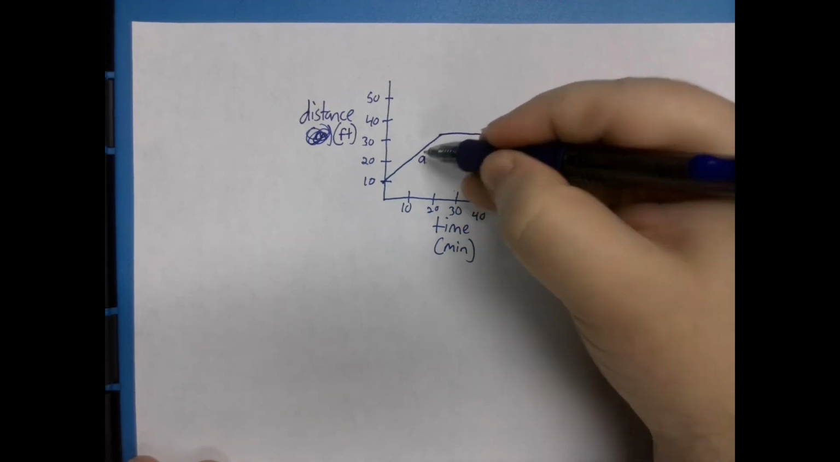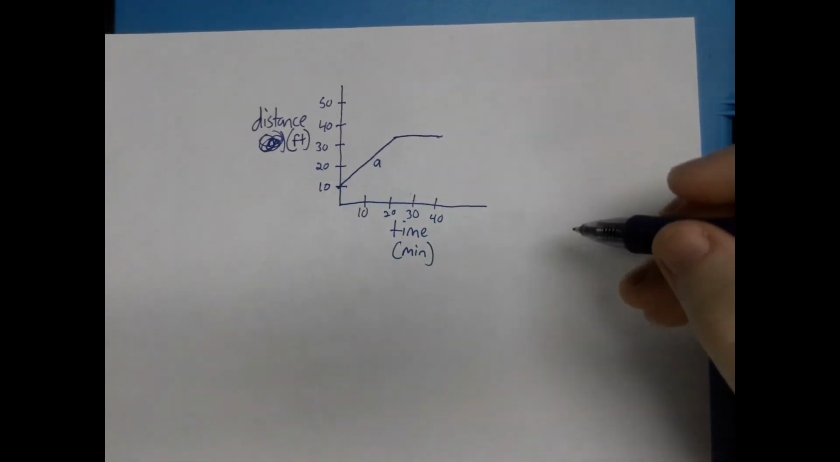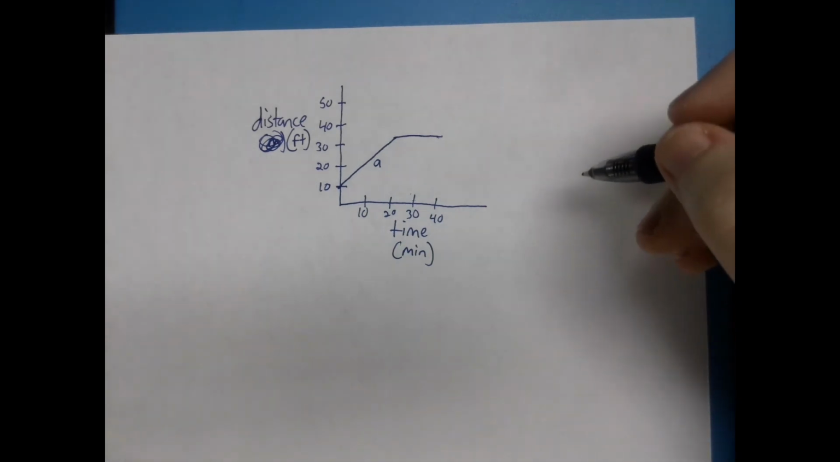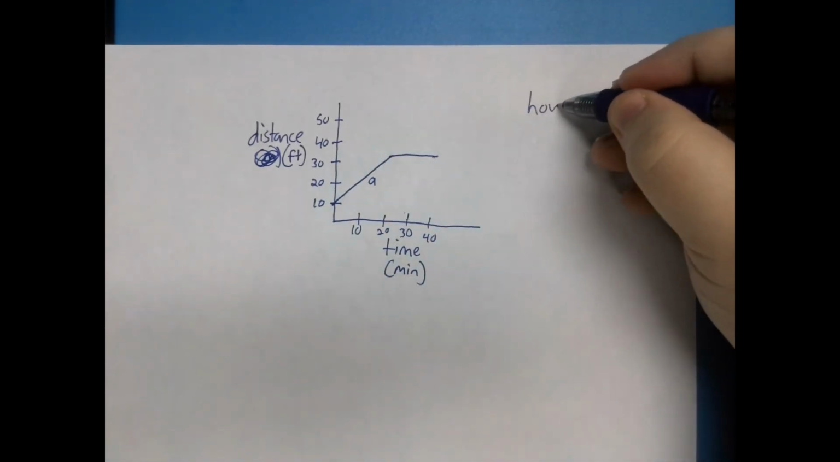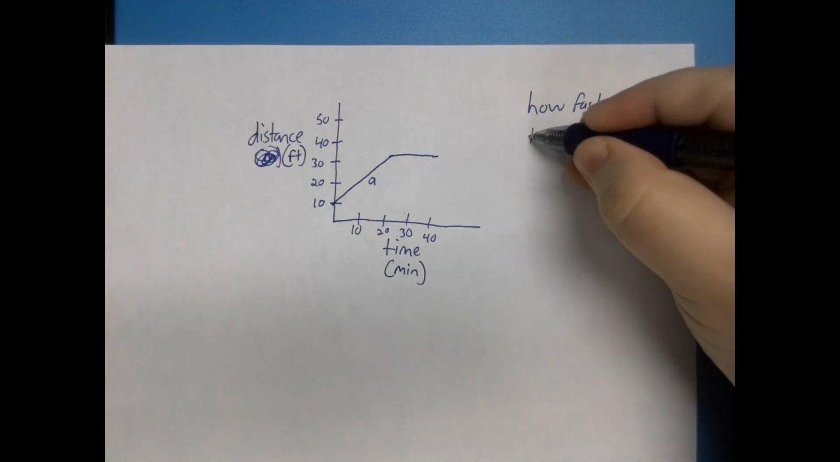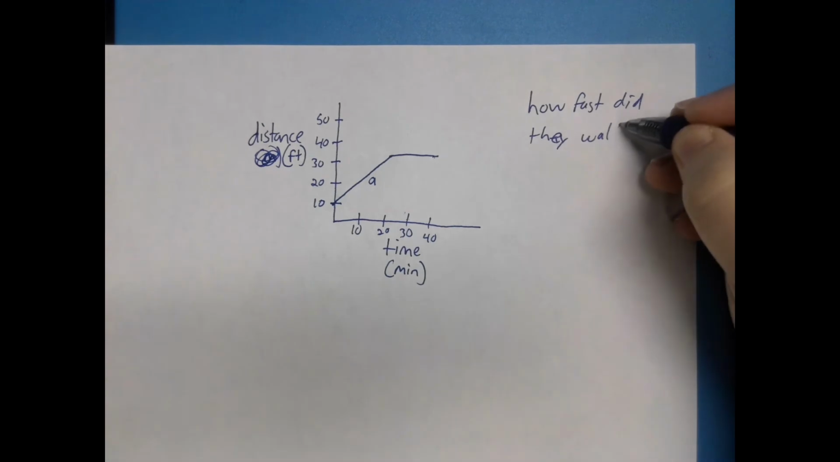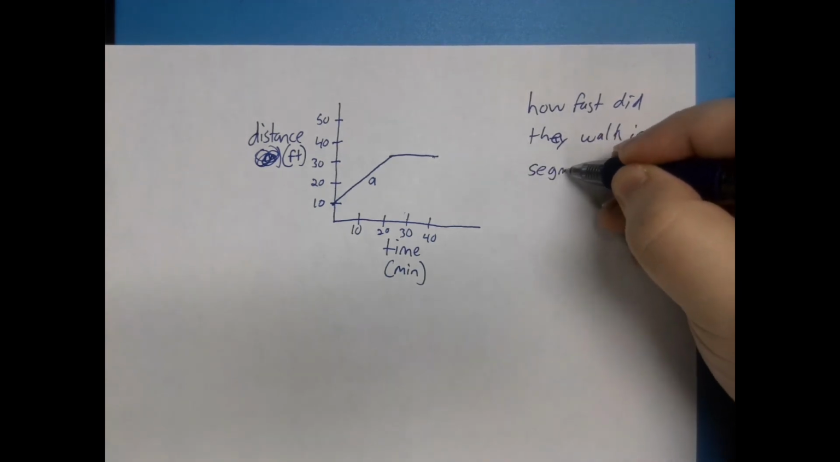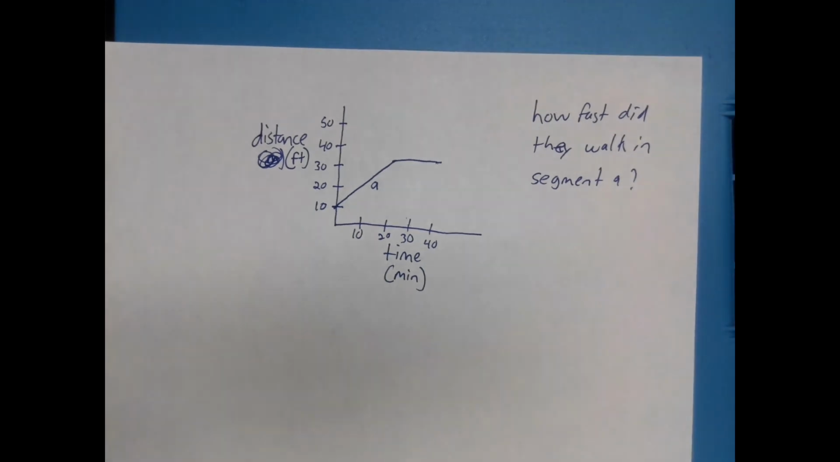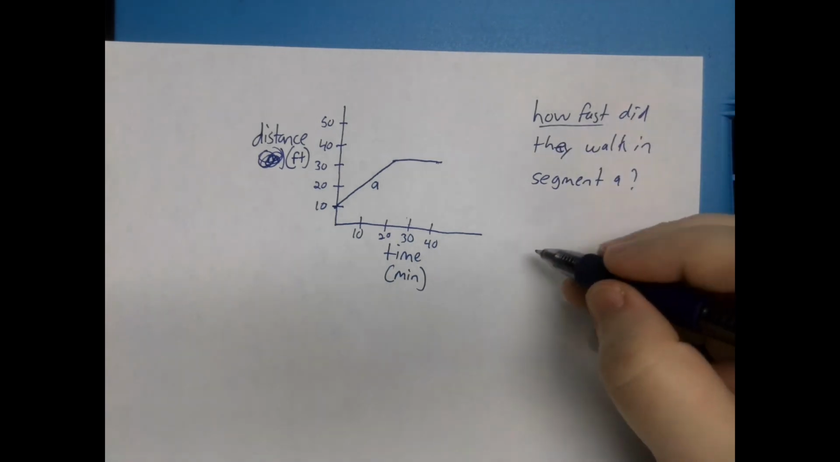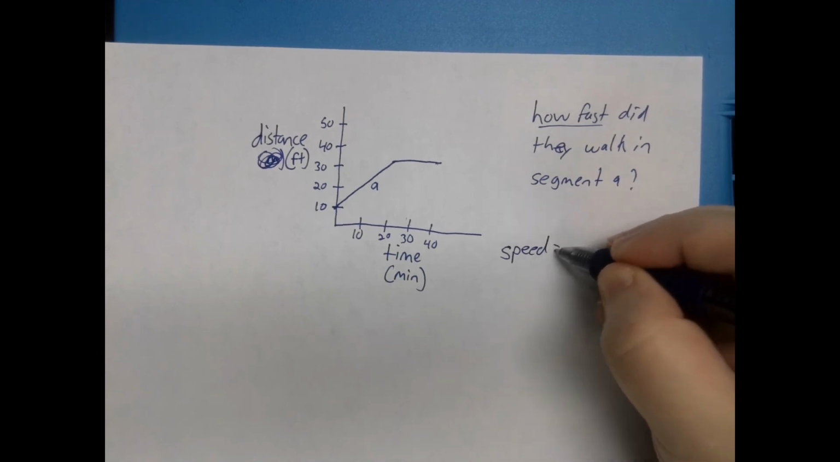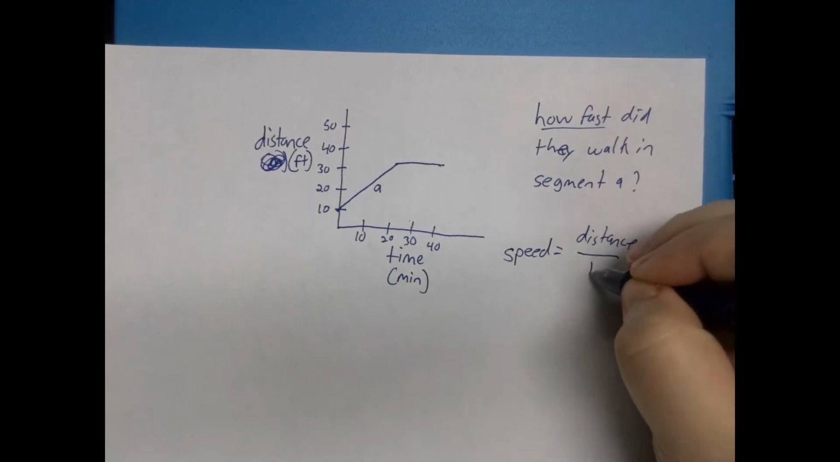Alright, so I'm going to label this A. How fast did this person walk in segment A? Can everyone see it? Good. So, how would you figure this out? This is looking for speed. So, speed is equal to distance over time.